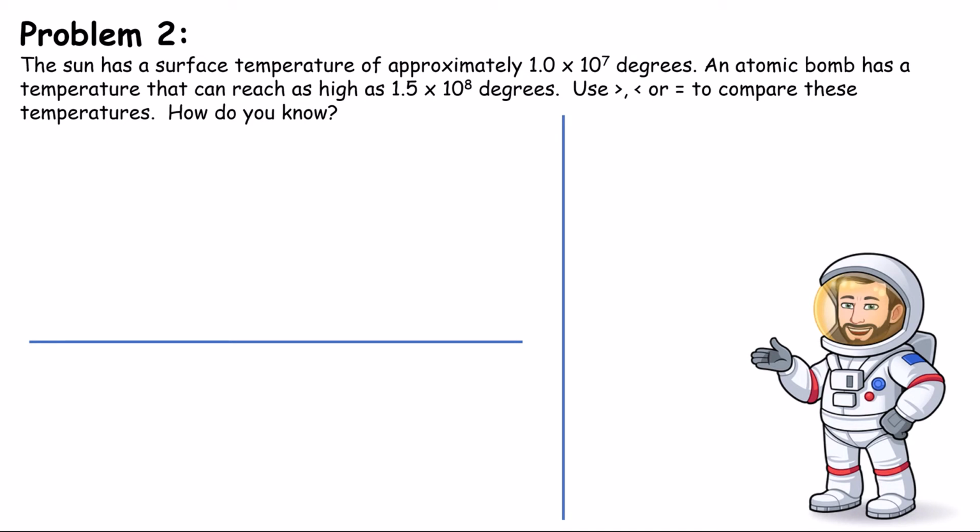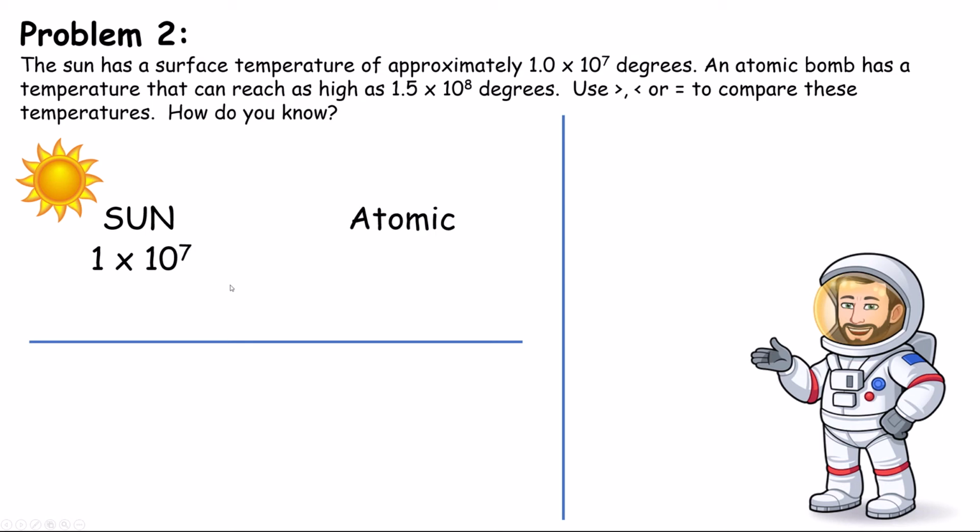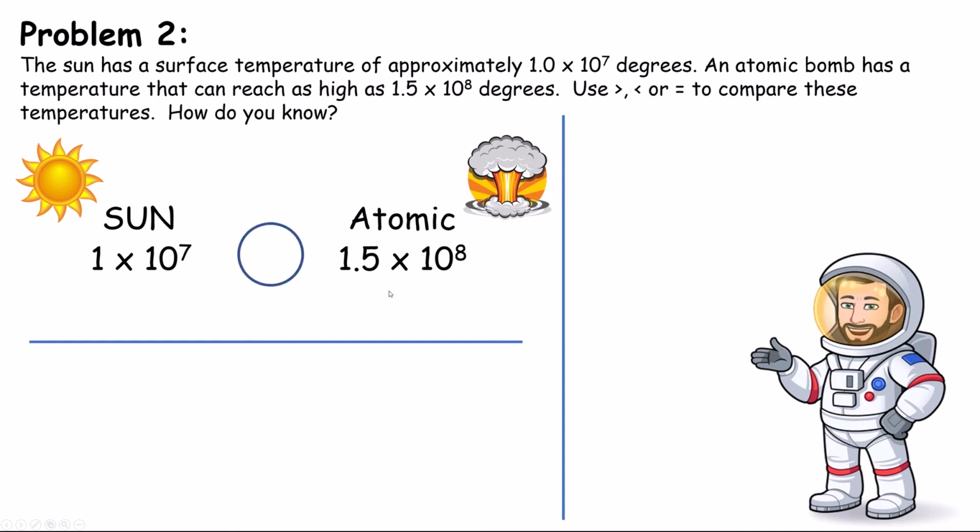Here's another problem for you. The sun has a surface temperature of approximately 1 times 10 to the 7th degrees. An atomic bomb has a temperature that can reach as high as 1.5 times 10 to the 8th degrees. Use greater than, less than, or equal to compare these temperatures, and how do you know? So we have the sun, and it has a temperature of 1 times 10 to the 7th. We have an atomic bomb that has a temperature of 1.5 times 10 to the 8th, and we are asked to compare those. Can you do that without me showing a strategy? Maybe you want to pause the video and take a moment to think about that.